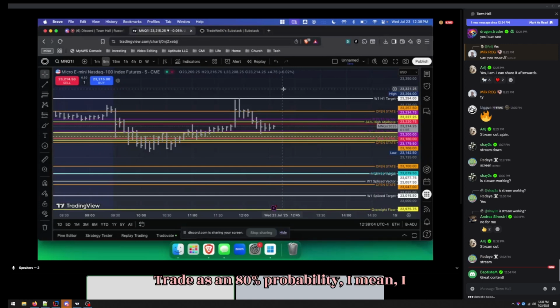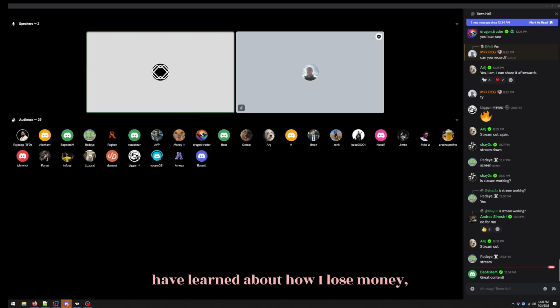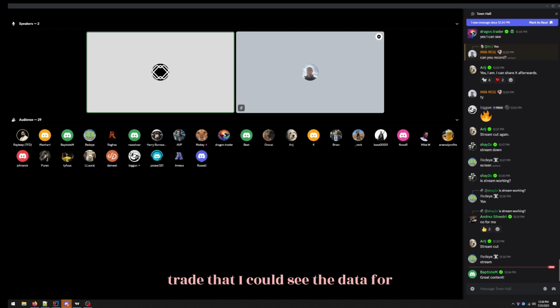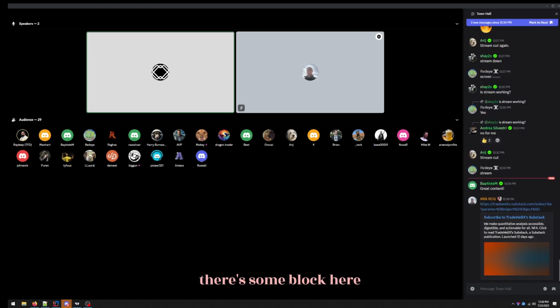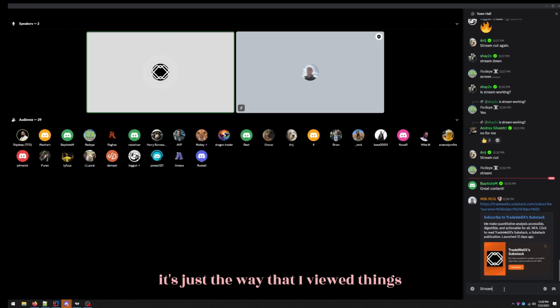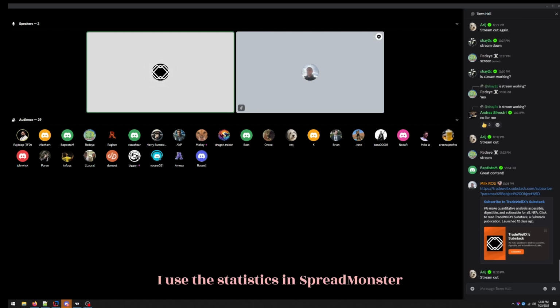Take a trade with an 80% probability. From the way that I have learned about how I lose money, I'd much rather take an 80% probability trade that I could see the data for than one where somebody told me there's some block here that can give me an entry for a long. It's just the way that I view things, and you can actually see these levels work. So I use the statistics in Spread Monster to help me build an understanding of the narrative that the market has been telling me.